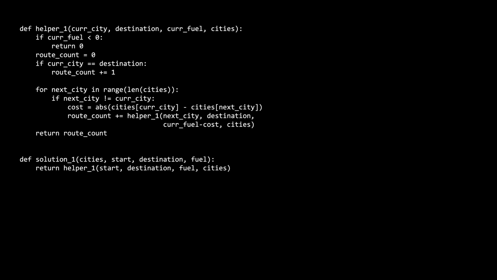Let's go back to our code from our first solution and see where the recurring subproblems might occur. One way to identify this is to look in the parameters of the recursive calls themselves. So destination and cities stay the same, but the current city and the current fuel for each recursive call are what can change from one call to another.